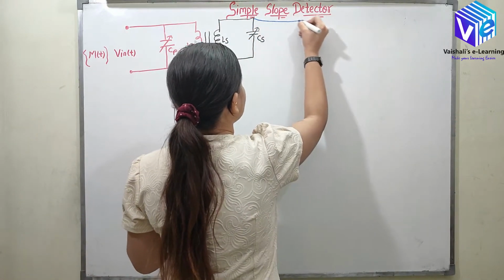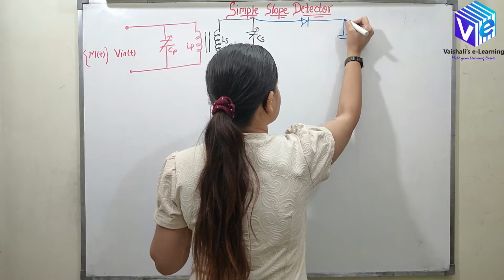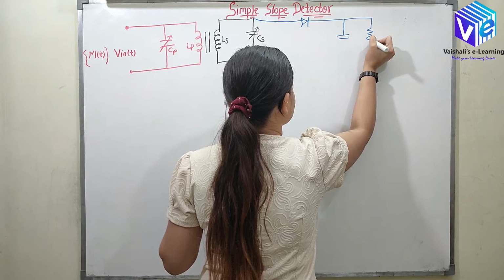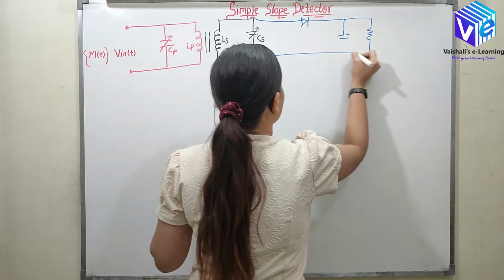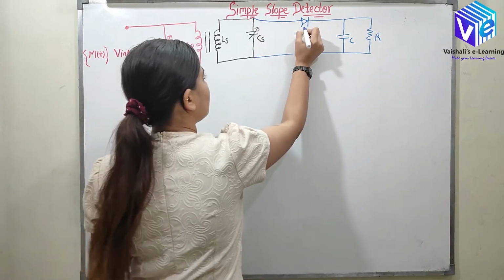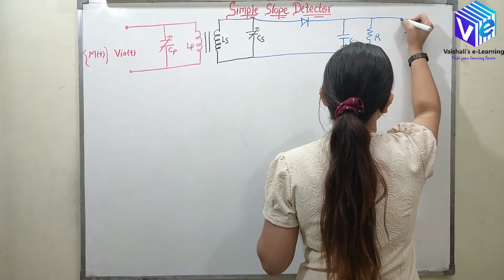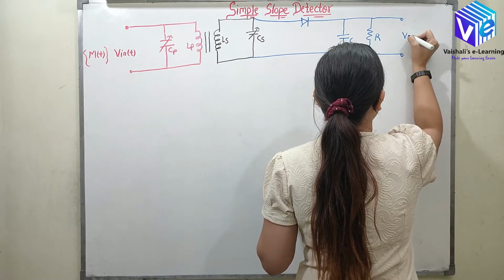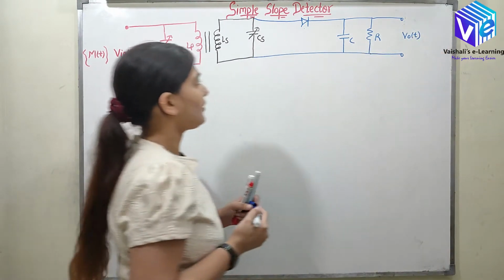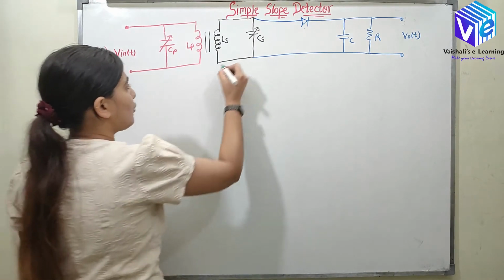Now here I have a diode which is connected to a capacitor and a resistor. I hope you remember this circuit. This is an ideal diode. Here I am taking it to be ideal in nature. This is my V output, V_o(t). So basically this is the circuit of the simple slope detector.